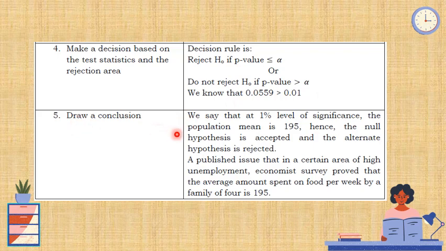So, draw a conclusion. We say that at 1%, which is 0.01, level of significance, the population mean is 195. Hence, the null hypothesis is accepted and the alternative hypothesis is rejected, because the p-value is greater than alpha. So, therefore, we do not reject the null hypothesis. A published issue says that in a certain area of high unemployment, economists' survey proved that the average amount spent on food per week by a family of 4 is 195.